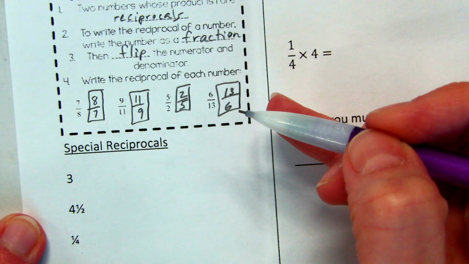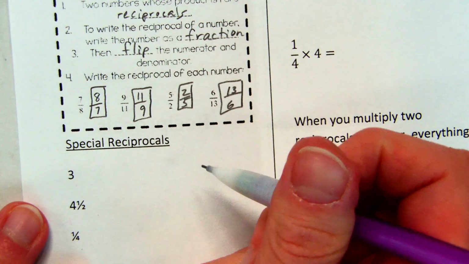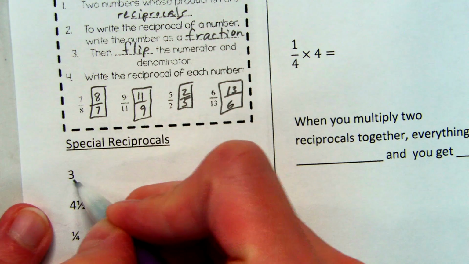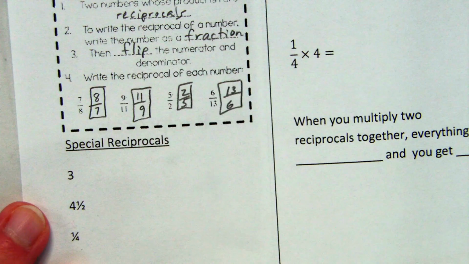So all of these are the reciprocals. We're just flipping the fractions upside down. Now, down here it says we're going to talk about special reciprocals. So it says we have to write them as a fraction before we can flip them over. We just want a numerator and denominator.